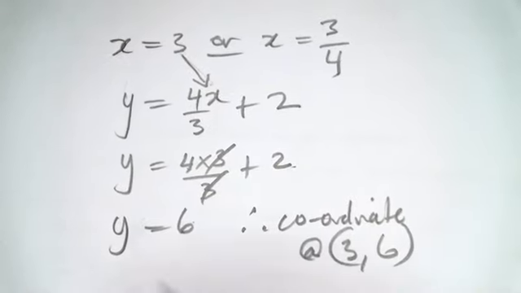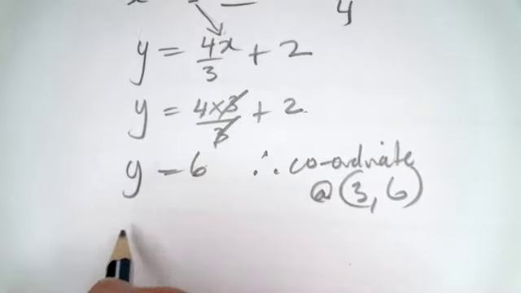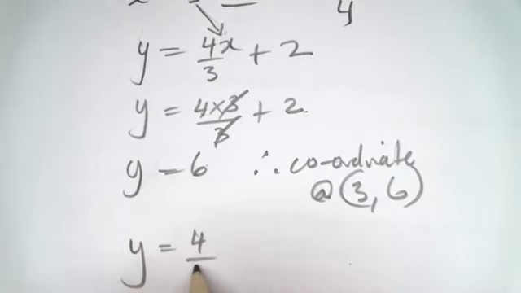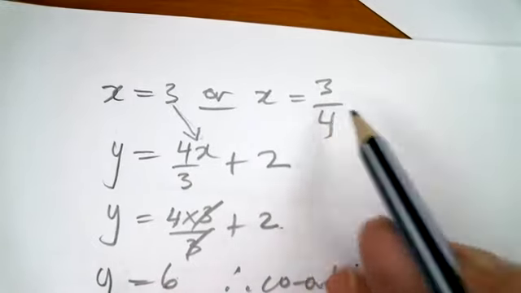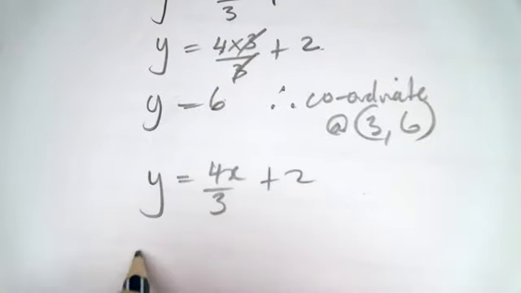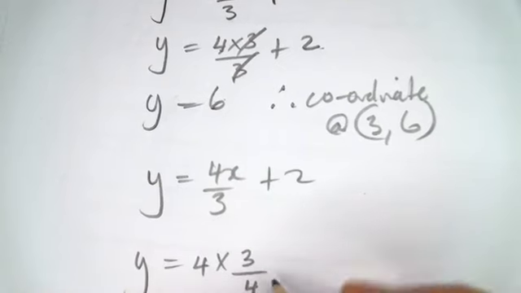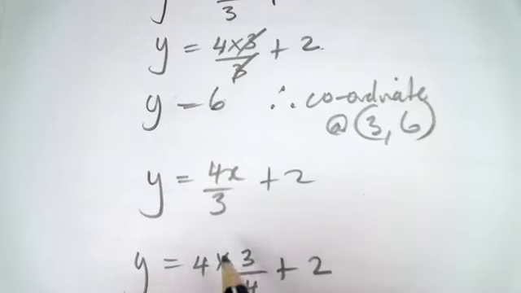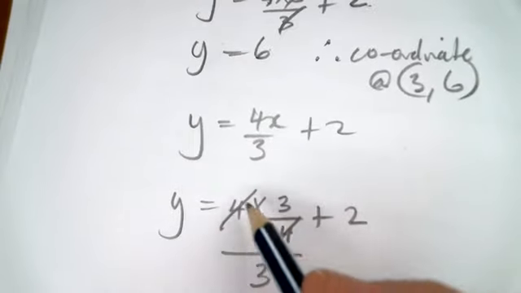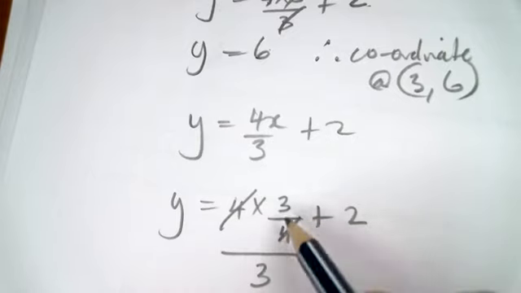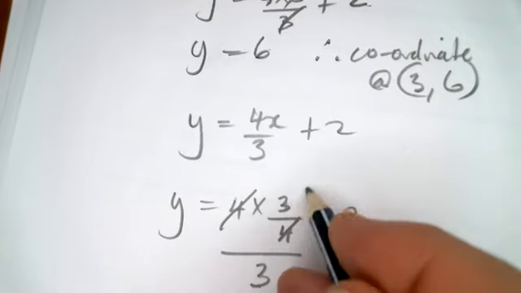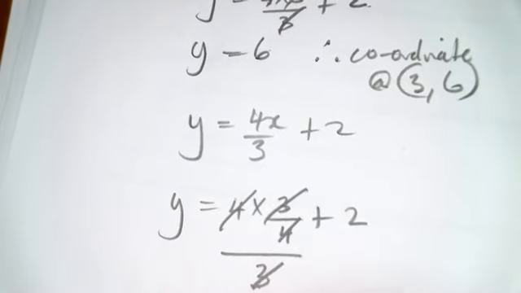All right, let's find the second coordinate, which is going to be y is 4x on 3 plus 2. And this time I'm going to choose 3 quarters. So y is equal to 4 times 3 quarters, all divided by 3 plus 2. Well, the 4 divided by 4 is going to be 1. And now I've got 3 on 3, which is 1. So y is equal to 1 plus 2 is 3.